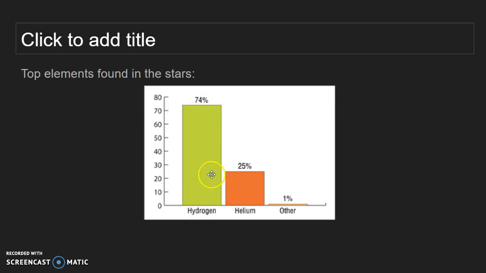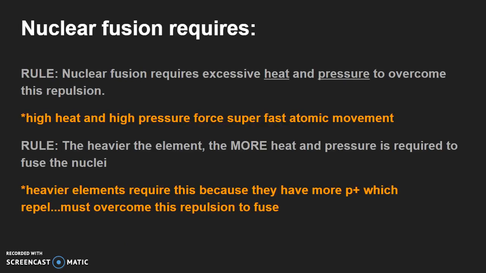So hydrogen fuses to actually make helium in the core of stable stars. Hydrogen fusion requires a few things: excessive heat and high pressures to overcome the repulsion of the positive protons. So this high heat and this high pressure allow for very fast atomic motion.